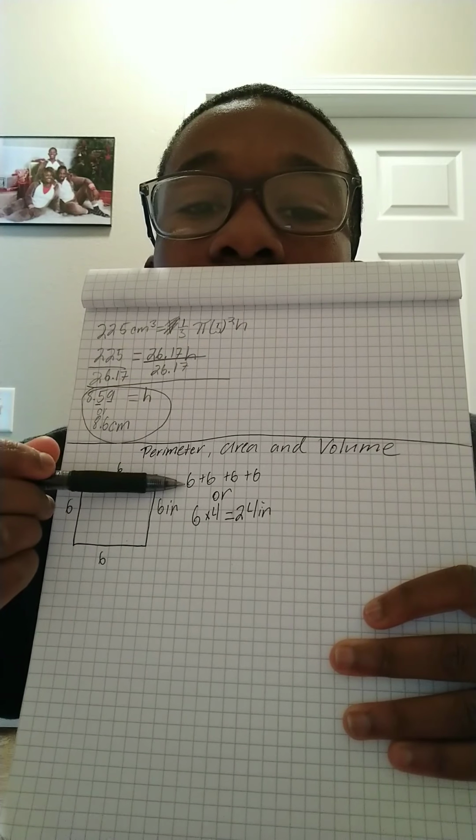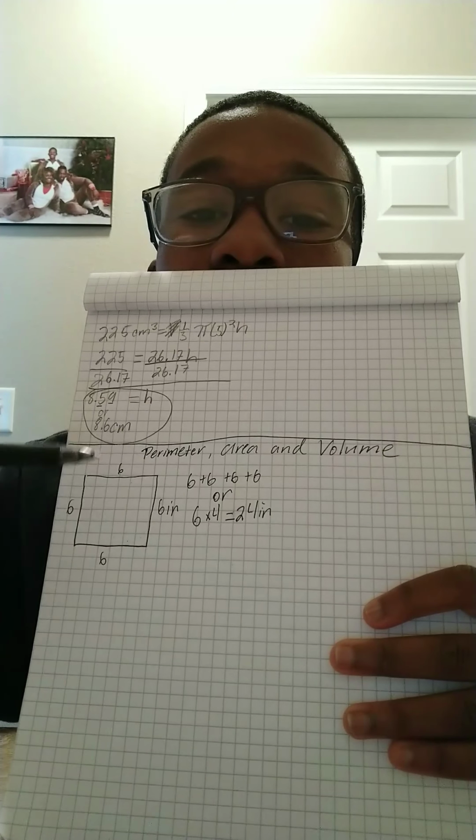With area, we have to multiply our 2 values in order to get the area. So instead of doing addition, like on the perimeter, we're going to do multiplication. And we all know that a square has equal sides. So the area, which I'm going to represent as A, is going to equal 6 times 6, which means the area is going to equal 36 inches squared.